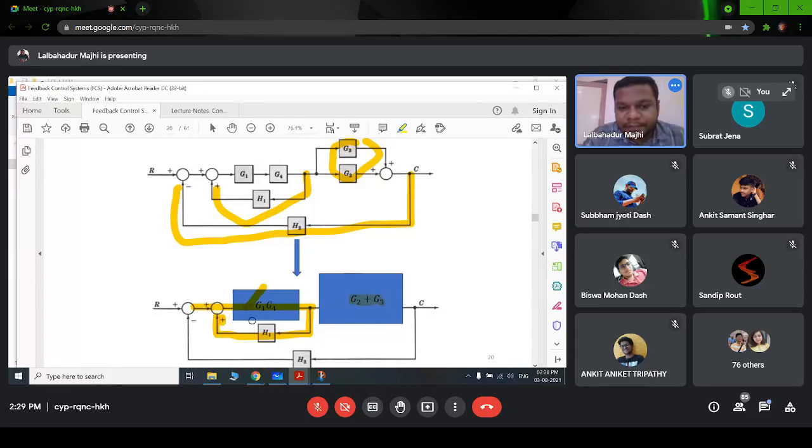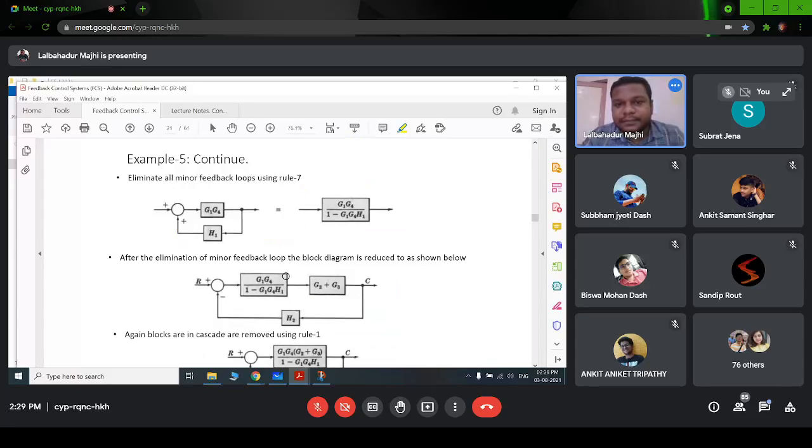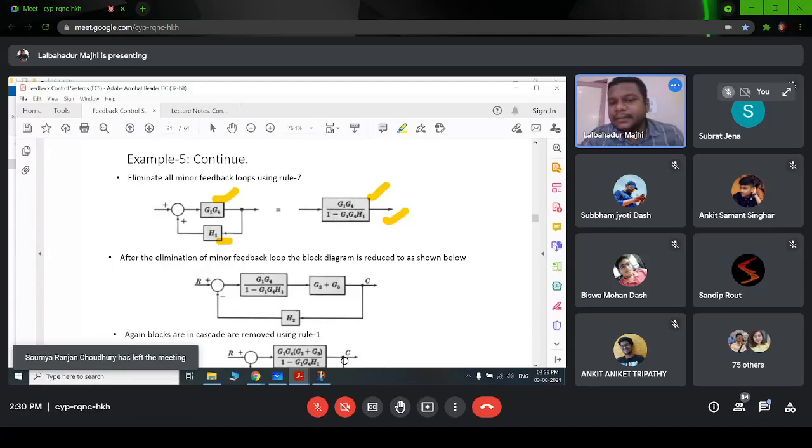Positive is given, so it will be G divided by 1 minus G into H. Here G is G1 into G4 and H is H1. So as a positive feedback system, it will be G1 into G4 divided by 1 minus G1 G4 and H1. Up to this, clear? Positive feedback system, so it will be a negative symbol.